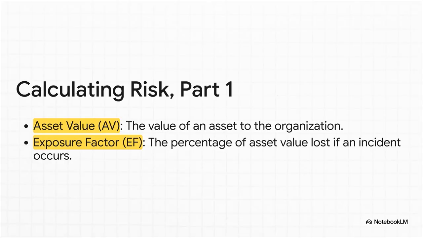Okay, so if we're going to try that quantitative, numbers-based approach, it all starts with two simple questions. First, what's our treasure actually worth? That's the asset value, or AV. And second, if a dragon attacks, what percentage of that treasure is it likely to burn to a crisp? That percentage is your exposure factor, or EF.